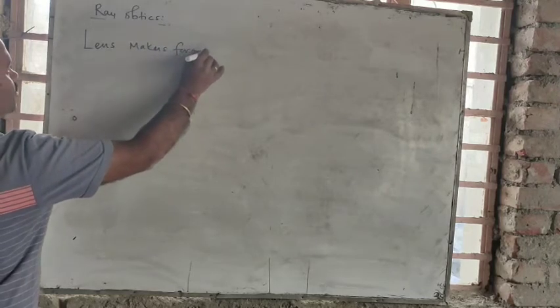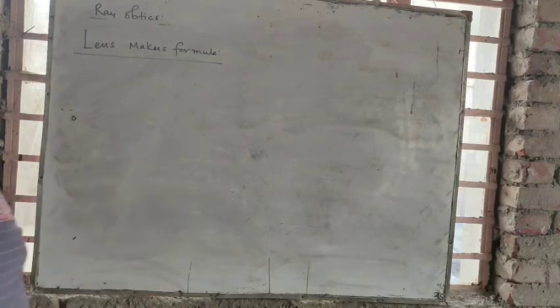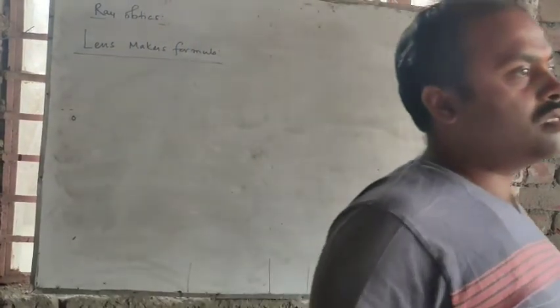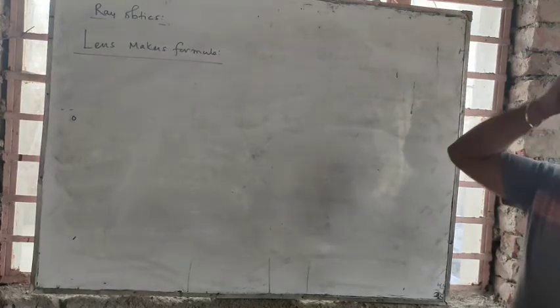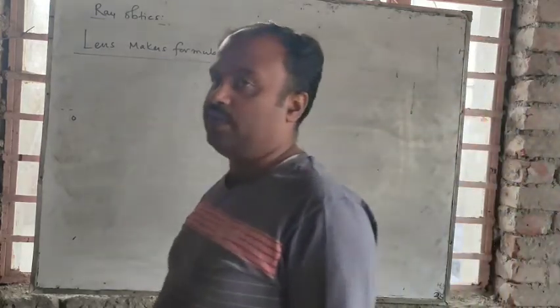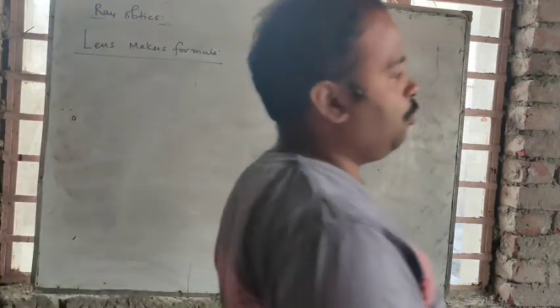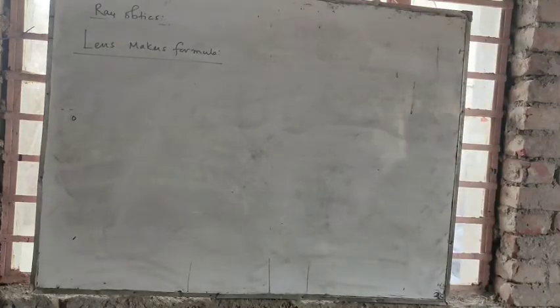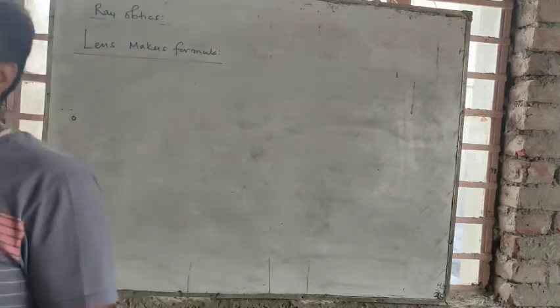Formula. Now you have to assume a few things: the lens under consideration must be very thin. Second, the object taken is very small, a point-sized object, and the angles made are very small. So obviously a point-sized image is formed. Under these considerations we are going to derive the lens maker's formula.